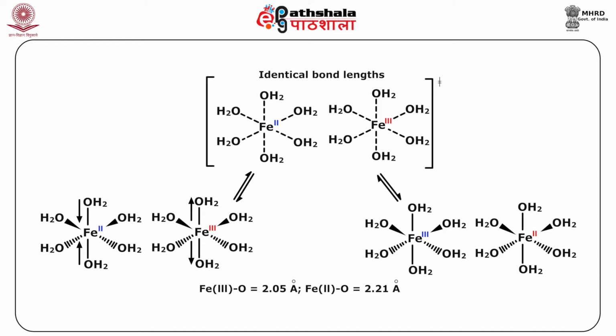This is the suitable position where the electron transfer process can occur, and when the electron transfer process is over, the iron 2 complex has changed to the corresponding iron 3 complex and vice versa. The distance between the iron 3 and the oxygen of the ligand water molecule is 2.05 angstrom, while in the case of iron 2 the oxygen distance is 2.21 angstrom. So this is the bond length change for the rigid iron 3 and iron 2 complexes, but in the transient species the bond lengths have become equal, and therefore it facilitates the electron transfer process.